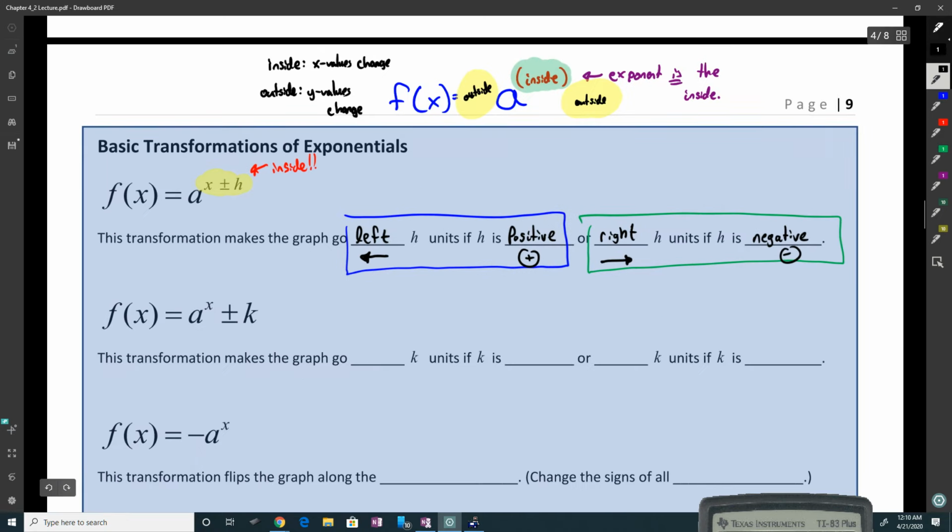Now, if you see the plus or minus k, I got all my colors all mixed up. I use green for the inside, so let me stick with that. And I use yellow for the outside. So this stuff's on the outside. And so this is going to do exactly what we think it's going to do. This transformation makes the graph go up k units if k is positive, or down k units if k is negative. Anything on the outside does exactly what you think it's going to do.